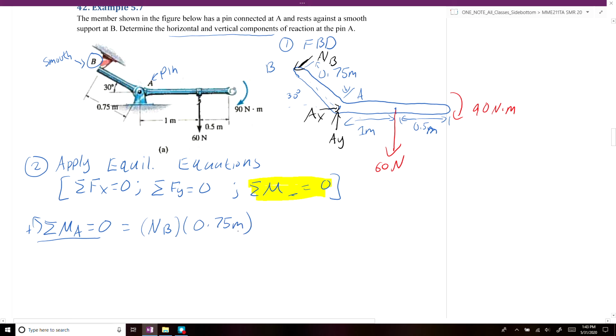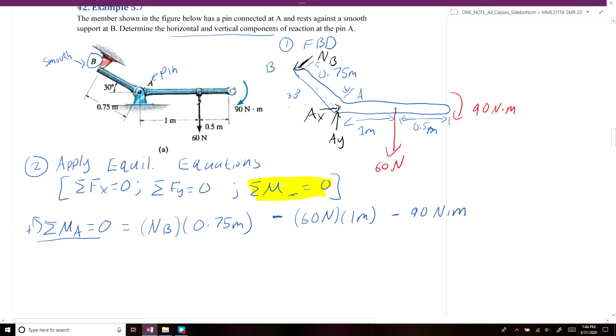That's nice because NB is normal to the length from point A to point B, so we don't have to modify the moment arm at all. Then the 60 Newton force times 1 meter will create a moment. Using the right hand rule, it will create a clockwise moment about point A, so it will be negative. Then we have to include the 90 Newton meter moment applied at the end of the bar, which is minus 90 Newton meters because it's clockwise.